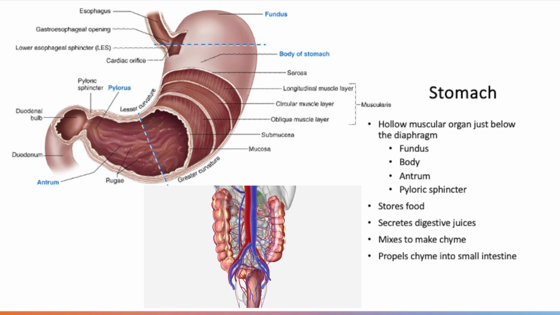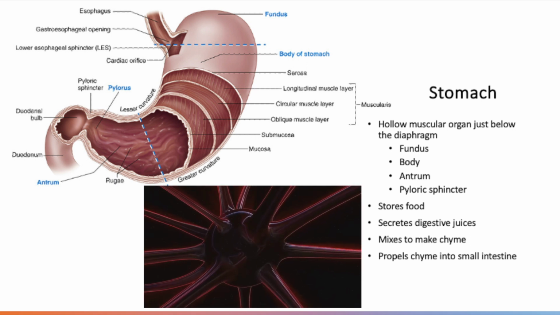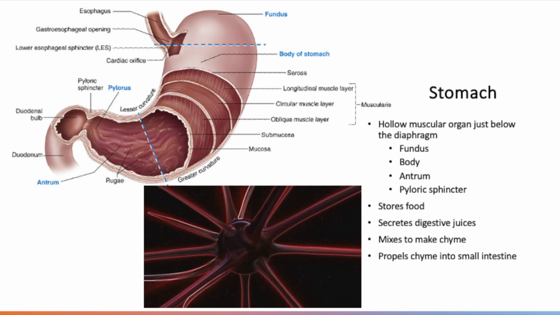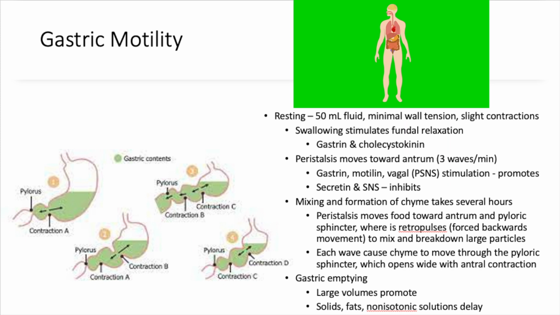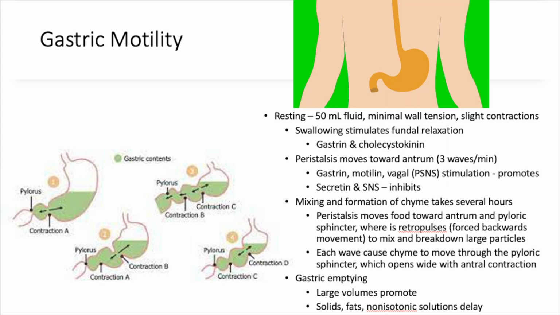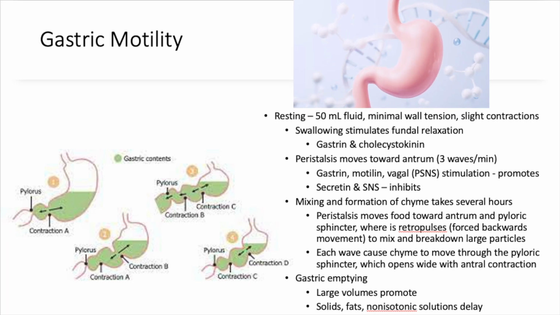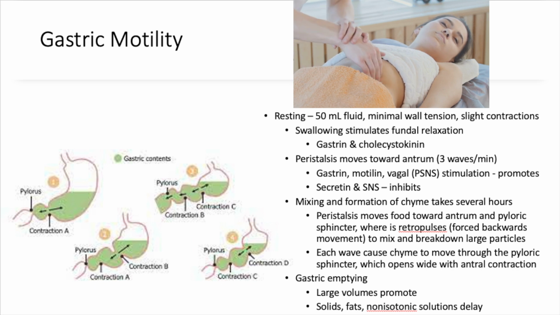Supply to the stomach comes from both the sympathetic and parasympathetic divisions of the autonomic nervous system. Digested food mixed with digestive juices moves from the stomach into the small intestine. When in a resting state, the stomach holds approximately 50 milliliters of fluid, maintains minimal tension within its walls, and undergoes only mild contractions. Swallowing causes the fundus to relax and receive the food bolus from the esophagus.